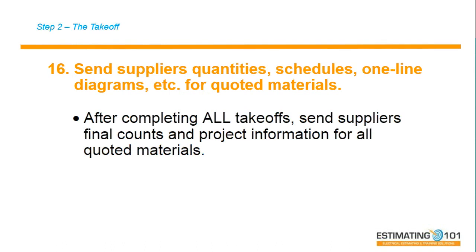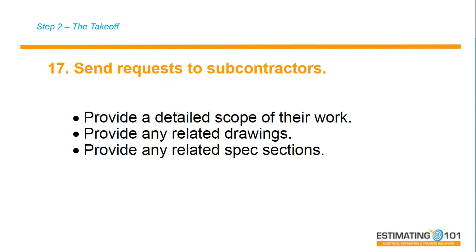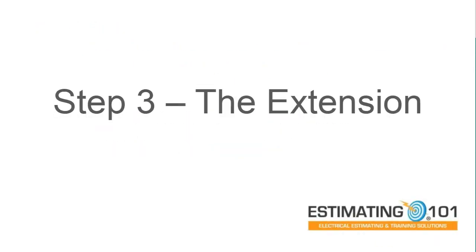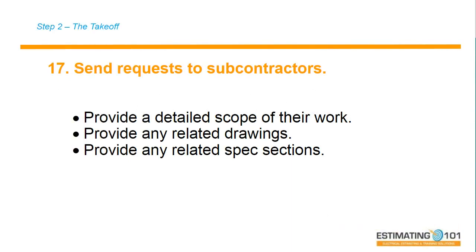Number 17, I'm going to involve my subcontractors. I'm going to give them a detailed scope of the work. I'm going to give them any related drawings, any related spec sections. I'm going to make sure they have it. Now, those subcontractors, of course, and we'll talk about them in the bid summary, could include an excavator, concrete coring, and whatever it may involve. We'll talk about a few of those.